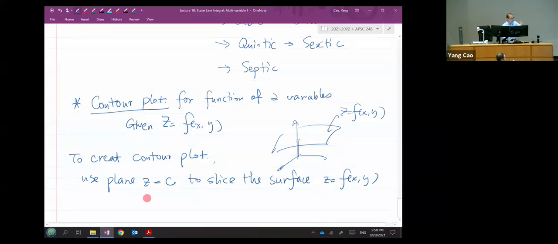Because z equal to c is a plane, whenever you slice the original surface with the plane, you get a curve. And then you drop all of the curves into the xy plane. Technically you have the curves in 3D space, but you drop all of them into the xy plane. And that cluster of curves is called a contour plot. So I'll stop here and we'll touch on this in more detail in the next lecture.